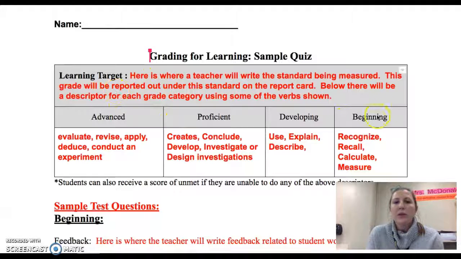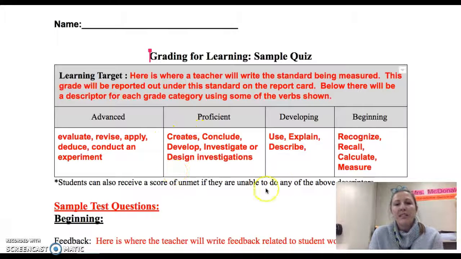So then always we'll put the learning target up here, and that will be the learning targets that show on the report card. And then in these boxes, there will be descriptors for what the child should be able to do to get that grade. So you can see over here that in beginning, it's kind of recognize, recall, usually multiple choice, short answer. Then developing, in my class, they're going to be able to use, explain, describe. Usually there's a model or a diagram they have to use.